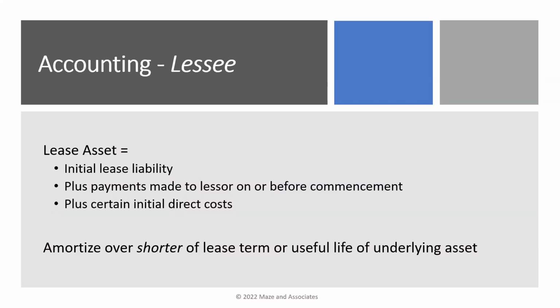And then you're going to amortize that over the shorter term of the lease itself or the useful life of the underlying asset. Hopefully they're similar, but sometimes they're not, right? If the asset has a longer useful life, then you're going to use the lease term, or it could be the opposite.